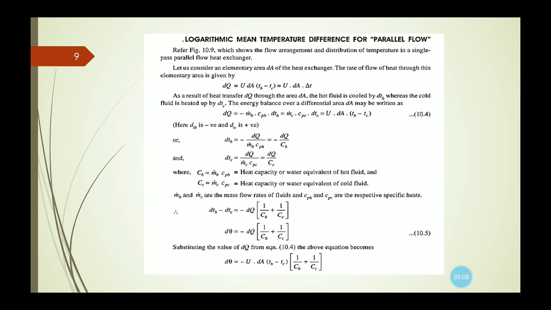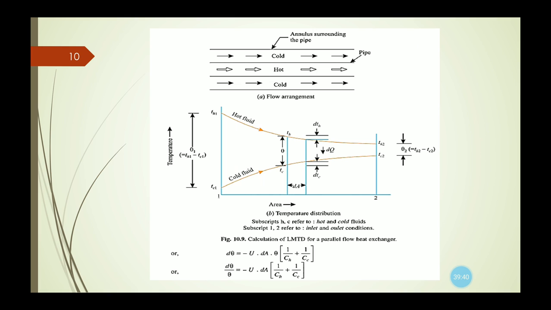So substituting the value of dq from the first equation, 10.4 of this slide, we can write that d theta equals minus U dA (Th minus Tc) multiplied by 1 by Ch plus 1 by Cc. That means d theta by theta equals minus U dA times 1 by Ch plus 1 by Cc.